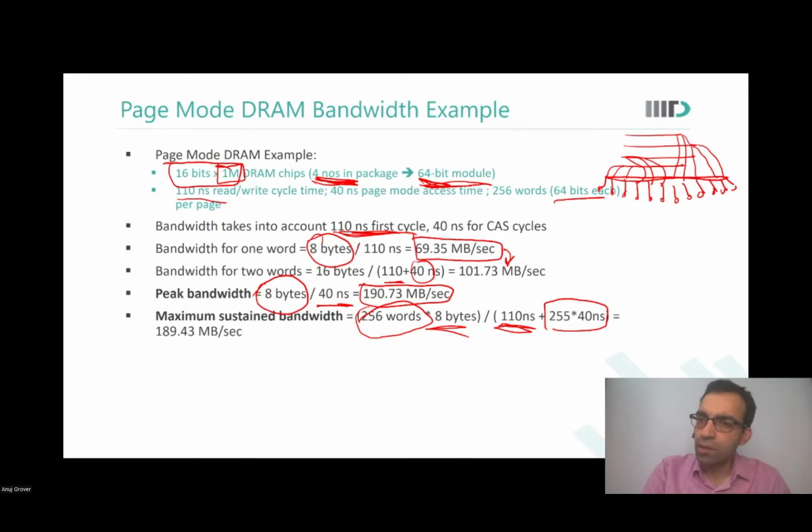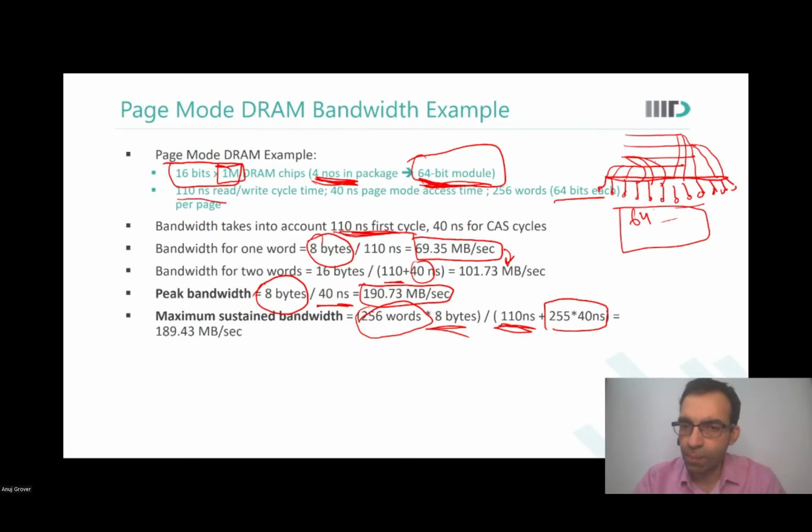So if I have a 64-bit module, it means there were 64 pins available. Die 1 connected to 16 bits, die 2 connected to another 16 bits, die 3 connected to another 16 bits, die 4 connected to another 16 bits. So 64 bits are accessible in parallel. Otherwise, I would not have called it a 64-bit module.